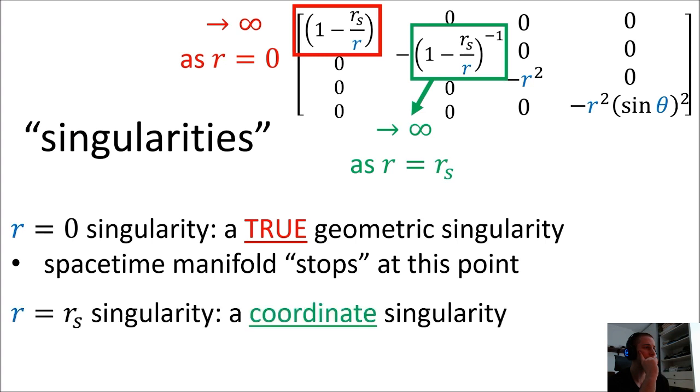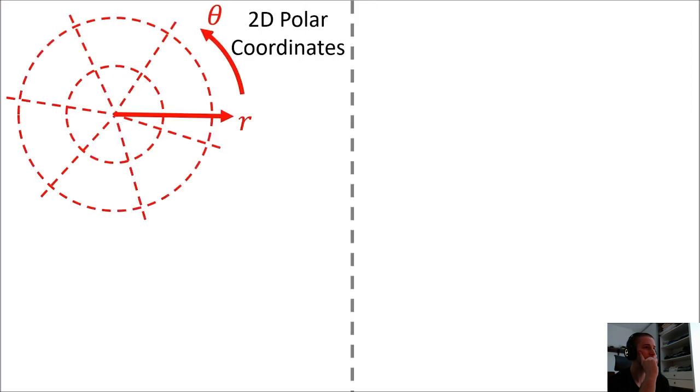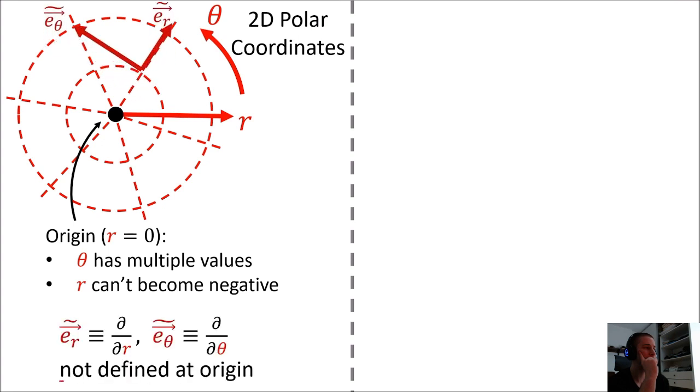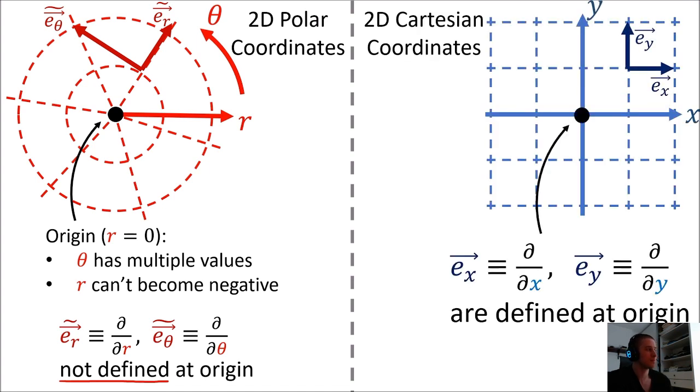But the singularity at Rs is not a true geometric singularity. It's just a singularity resulting from our choice of coordinate system. You might notice that in 2D polar coordinates, the coordinate system stops making sense at the origin, because any value of the angle coordinate gives the same point, and the radius r can't become negative. This means that coordinate derivatives and basis vectors don't make sense at the origin. But this is not because of the geometry of the flat 2D plane. It's only due to the choice of coordinate system we've used. If we change to Cartesian coordinates, the origin has derivatives and basis vectors defined on it just fine.